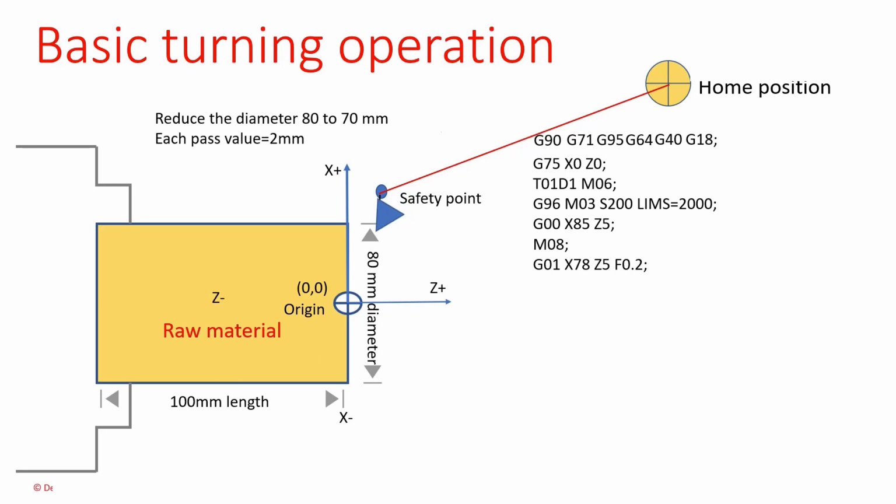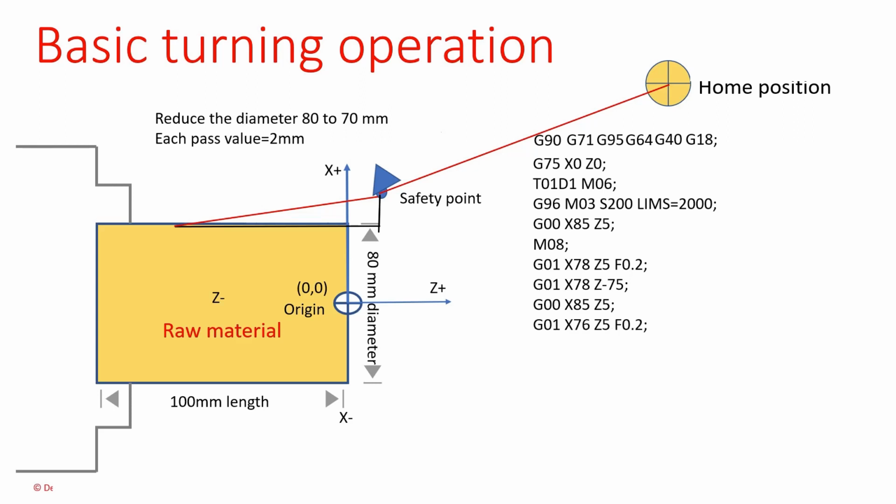The next tool is to move in the Z direction like this. The turning length is 75 mm. That value is G01 X78 Z-75. Next, the tool is moving to the safety point. That value is G00 X85 Z5. Again, the tool moves in the X direction.